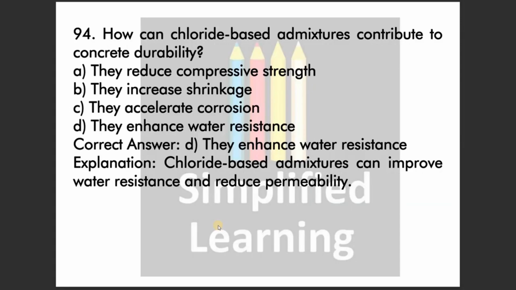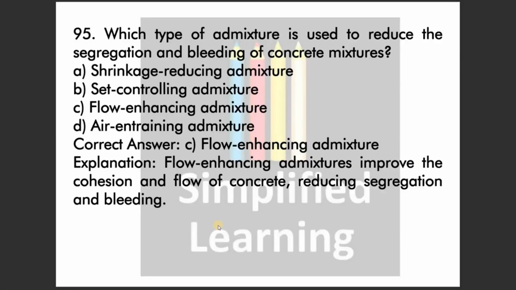Then how can chloride based admixture contribute to concrete durability? See, they enhance the water resistance. Chloride based admixture can improve the water resistance and reduce permeability. Thereby we can use them in marine structure or challenging environment. And since the permeability is reduced, the chances of chloride ion getting inside the concrete structure and corroding the steel or reinforcement get reduced. Then which type of admixture is used to reduce the segregation and bleeding of concrete mixture?